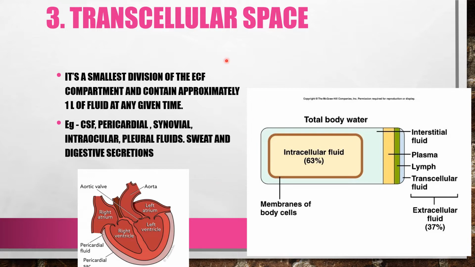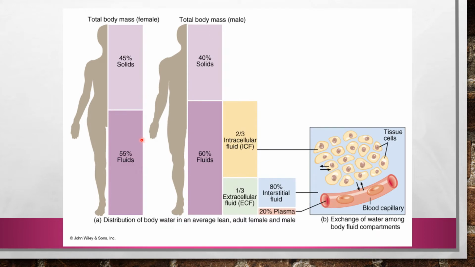When compared to all the others, transcellular fluid is very low. It is 1 liter of fluid occupying some places. What are they? Cerebrospinal fluid, then pericardial space, synovial joints, intraocular, that is the eye, where there is intraocular fluid. Then pleural fluid in the lungs, sweat, and digestive secretions. The fluid present in those places we can call transcellular fluid. Clear? I hope you have understood this very well.